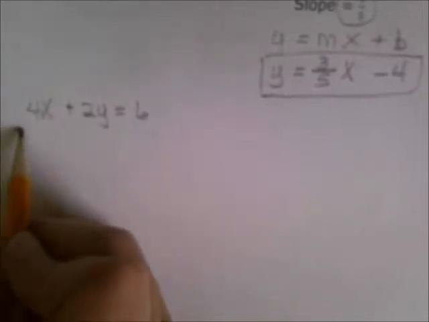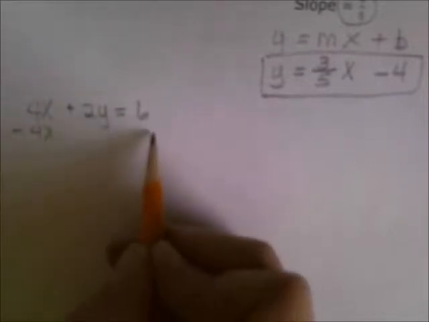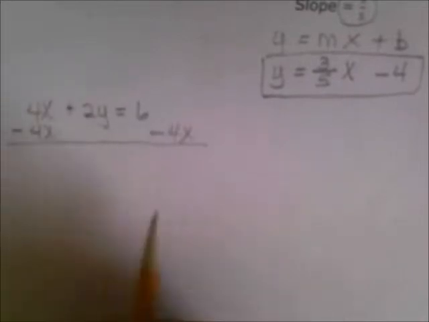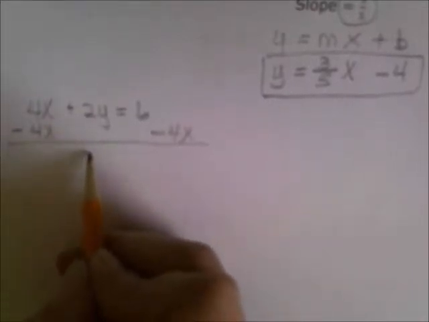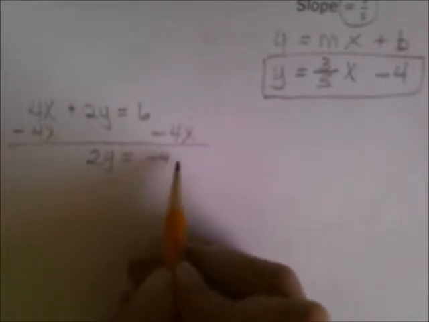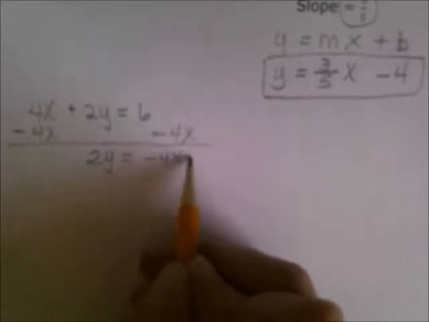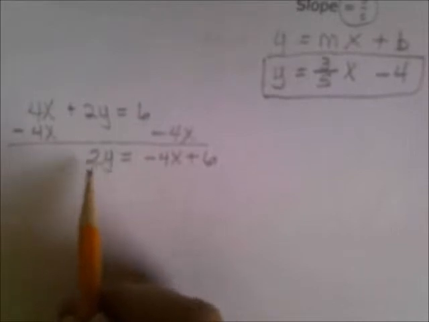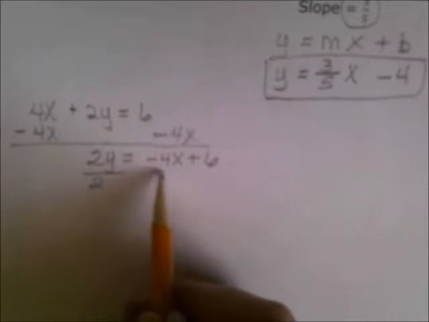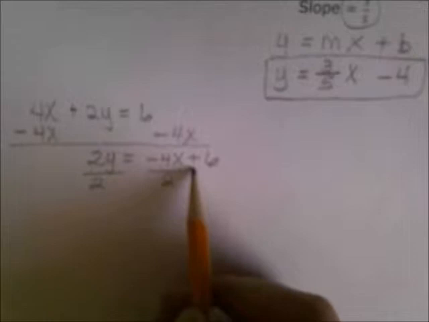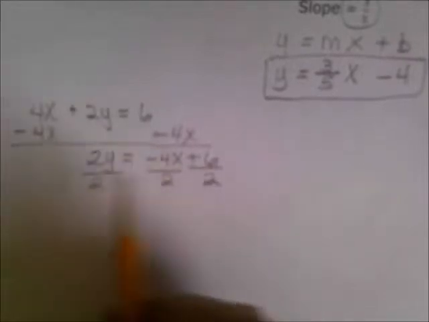So the first thing you're going to do is subtract 4x from both sides to get those x terms moved over on the other side where you want them. And then we're going to have 2y = -4x + 6. Then we're going to finish isolating that y. The very last thing we do is divide by 2 on both sides. And of course on this side, because we have 2 terms, we have to divide each term by 2.